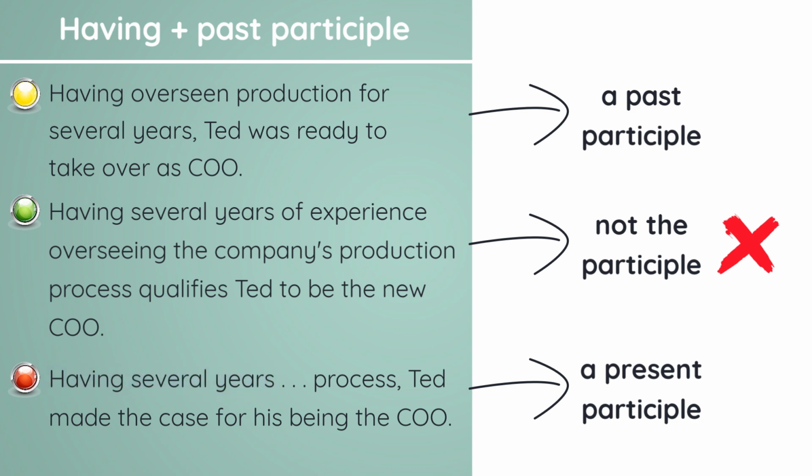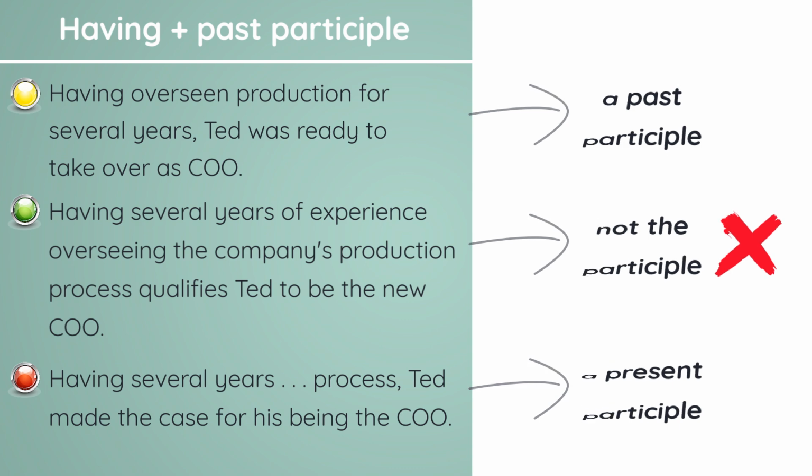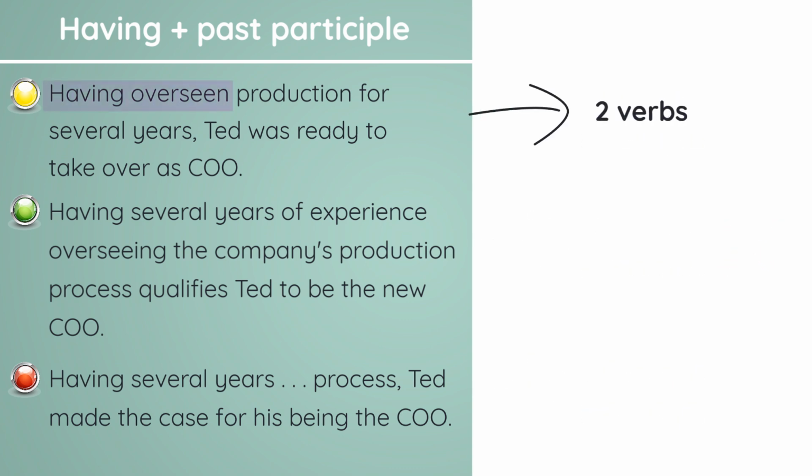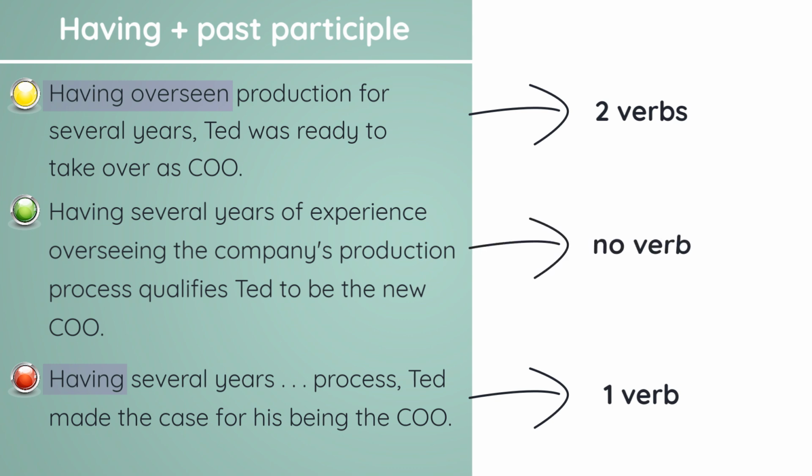So, I'm not sure that's entirely clear, but always think about the fact that here you have two verbs. What is happening? Here, you have one verb. What is happening? Here, you have no verb. What is happening? So you have to remember also that a gerund is technically a verb being used as a noun. Having overseen production after he had overseen or because he had overseen. Having several years because he had several years. Two different uses of the verb having.